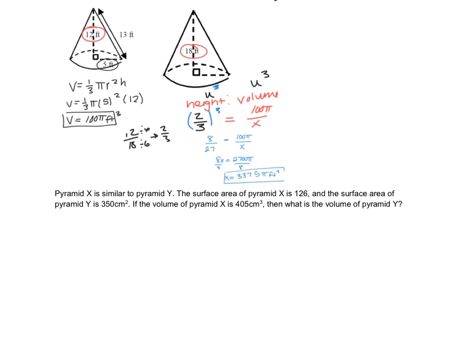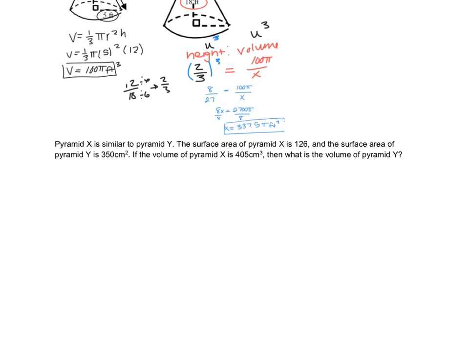All right. Now what I'd like you to do is try to do the next example by yourself. So in this example, pyramid X is similar to pyramid Y. The surface area of pyramid X is 126, and the surface area of pyramid Y is 350. If the volume of pyramid X is 405 centimeters cubed, what is the volume of pyramid Y? So here's what we can do.